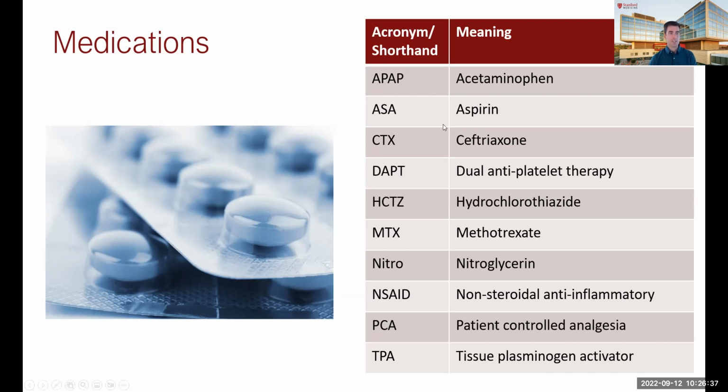So ASA is a really good one, which is aspirin. DAPT, dual antiplatelet therapy, is one we use relatively frequently. HCTZ, hydrochlorothiazide. NSAIDs are non-steroidal anti-inflammatory medications. That's ibuprofen, Advil. So Advil, Aleve, naproxen, all the different terms, generics, are NSAIDs. A PCA is patient-controlled analgesia. So this is where you give patients a button and they press the button and they get a shot of morphine. It's very commonly used after surgeries. And then TPA is another one, tissue plasminogen activator.